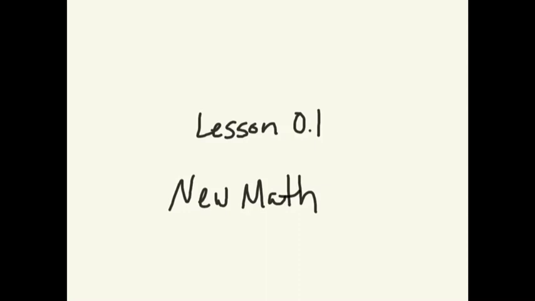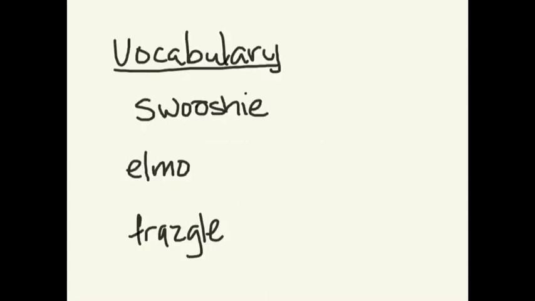We've got our first lesson today, and our lesson is really just a lesson in trying to figure out how to do Cornell notes. So here's a made-up math lesson, and we're going to call it New Math. Our vocabulary for this made-up math lesson is swooshy, Elmo, and frazzle. Make sure you leave some space in your notes to write the definition of each of these words. Let's take swooshy first.